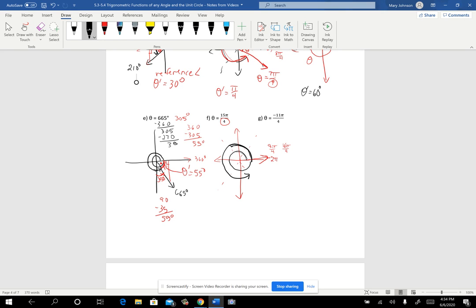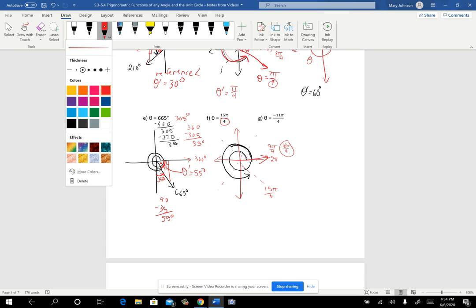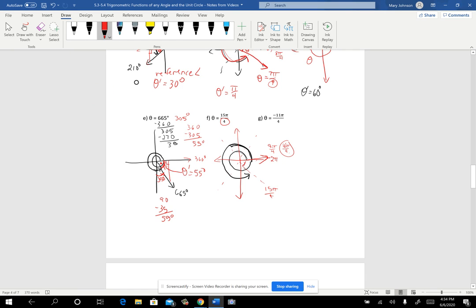Or when you get to be a little more flexible with how you're thinking, this is what helps me. I'm 1 short of going around again. And the reference angle is actually going to be this angle right here, which is 1 pi over 4. Okay, so theta prime equals pi over 4.